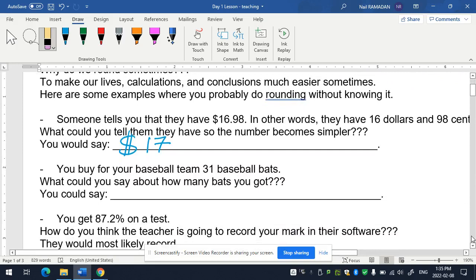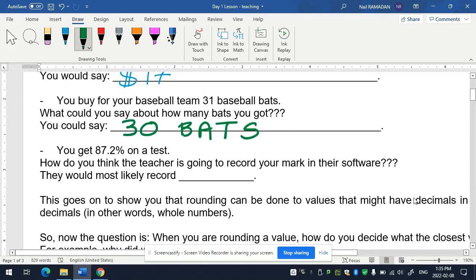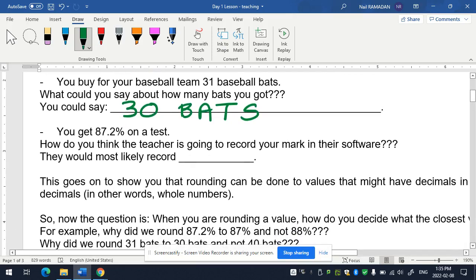You buy for your baseball team 31 baseball bats. What could you say about how many bats you got? Could you say that you bought 40 bats? You didn't buy 40 bats. 40 is very far from 31. You could say you bought what? Exactly. Even though you did round down, so you might actually tell that you bought fewer bats than you did, at least you are closer with 30 than with 40. Perfect. You could say 30 bats. So far, so good.